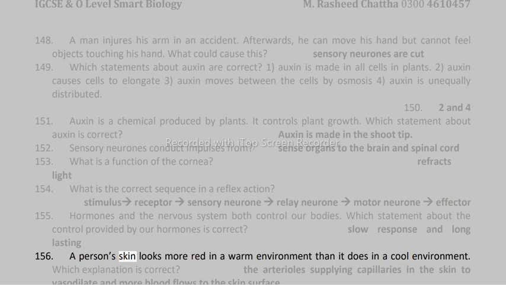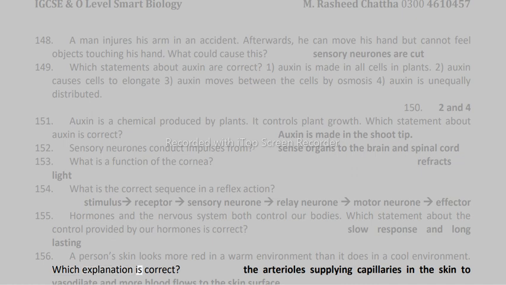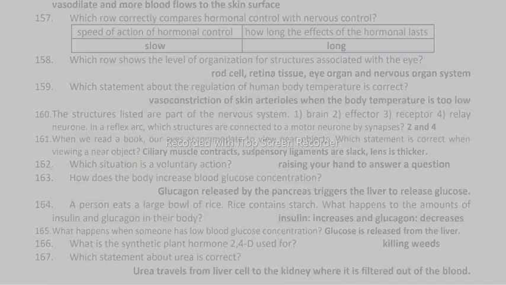155. A person's skin looks more red in a warm environment than it does in a cool environment. Which explanation is correct? The arterioles supplying capillaries in the skin vasodilate and more blood flows to the skin surface.